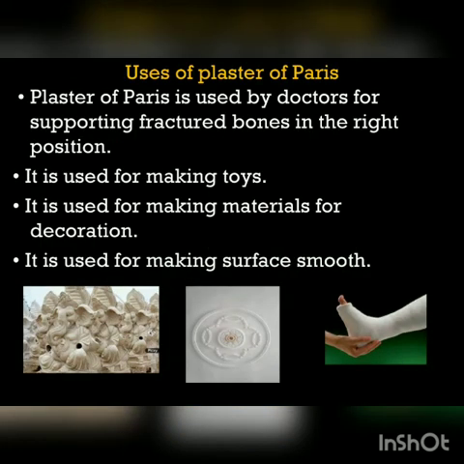Uses of plaster of Paris. Plaster of Paris is used by doctors for supporting fractured bones in the right position. It is used for making toys. It is used for making materials for decoration. It is used for making surface smooth.